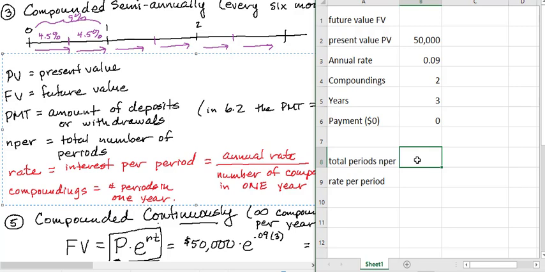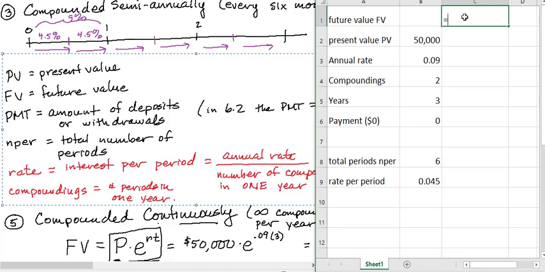Okay, now for the total periods, I would need to have 3 years times 2 compoundings each year for a total of 6. So compoundings per year times number of years. Rate per period will be my annual rate, but now it needs to get divided into however many compoundings you have each year, that many equal pieces. So 0.09 divided into 2 equal pieces, there's the 4.5%.